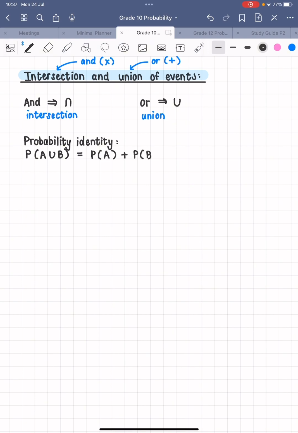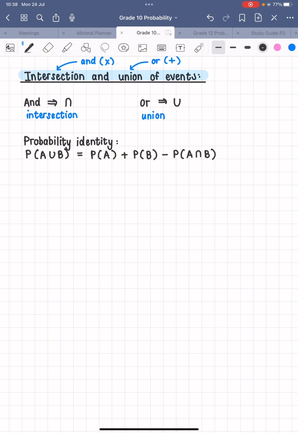And then remember, if those two events overlap, if the two circles in the Venn diagram intersect, we are going to minus the probability of the intersection of those two events. The overlapping part of those two circles, the "and". It's basically just a case of getting used to those two symbols instead of "and" or "or".